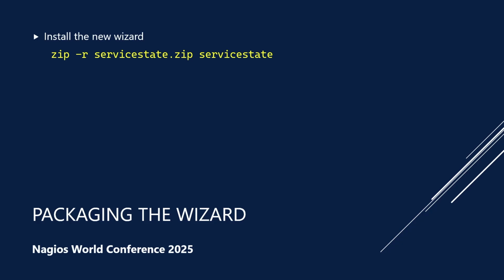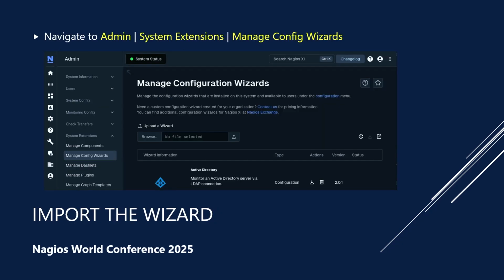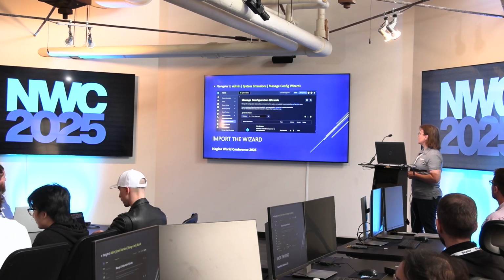And when you do go to install your wizard, all you have to do is zip it up. And then in the admin system extensions manage config wizards, there's a page, or that is the page, where you can upload your file. So you just use the browse, select your file, and then click the little upload button.